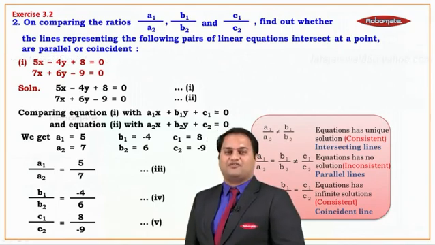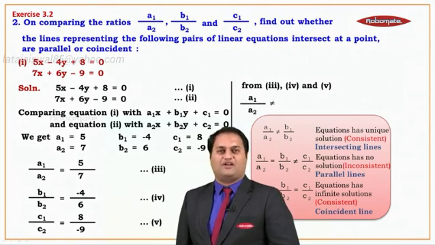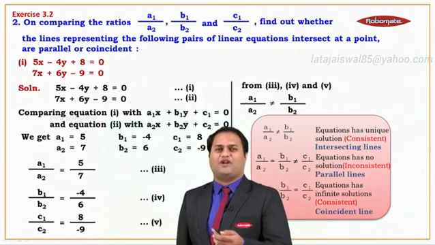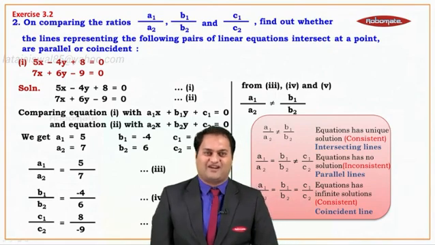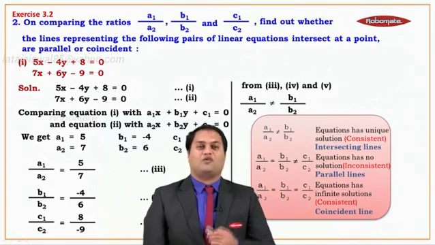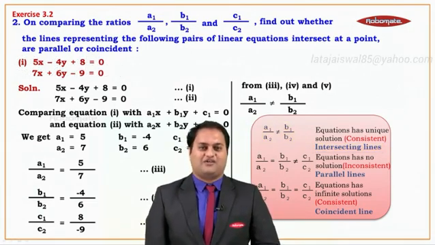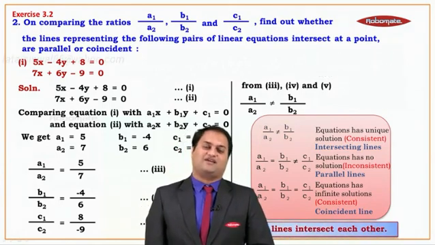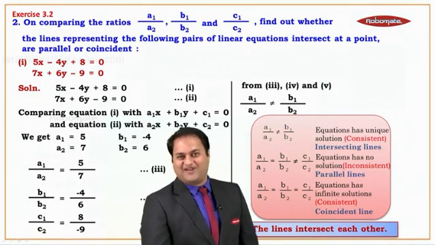That is very clear from the 3. A1 upon A2 is definitely not equal to B1 upon B2. Actually, when A1 upon A2 is not equal to B1 upon B2, finding C1 upon C2 is just a formality, right? Now, when A1 upon A2 is not equal to B1 upon B2, what is the answer? The answer is equations are consistent and the lines are definitely intersecting lines. So write the conclusion, the lines intersect each other as given there. The lines intersect each other, right?